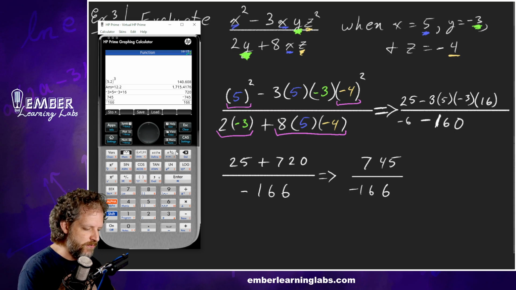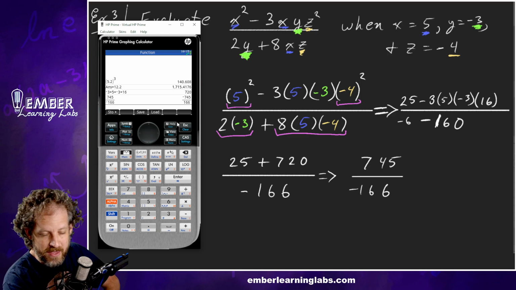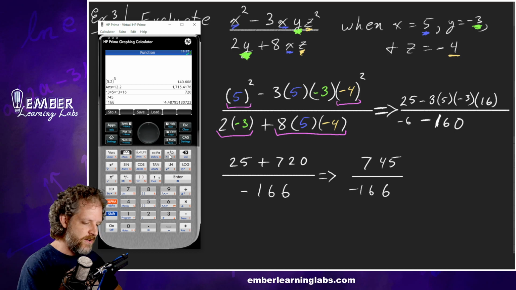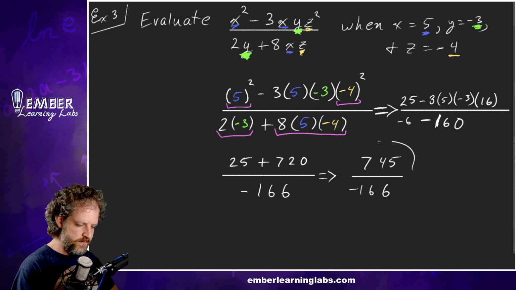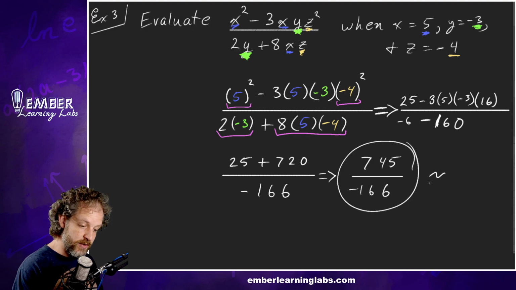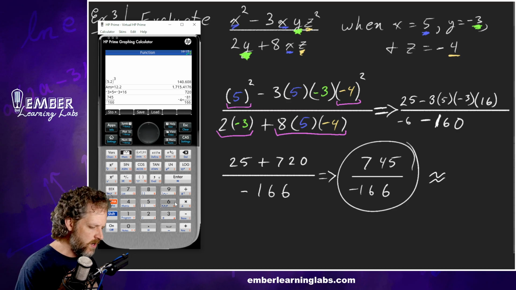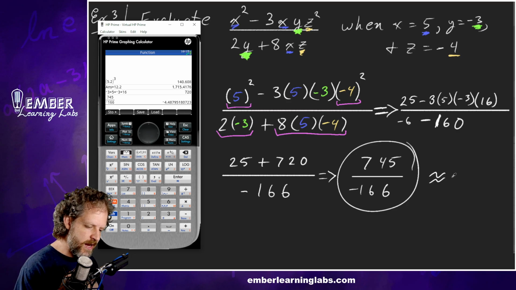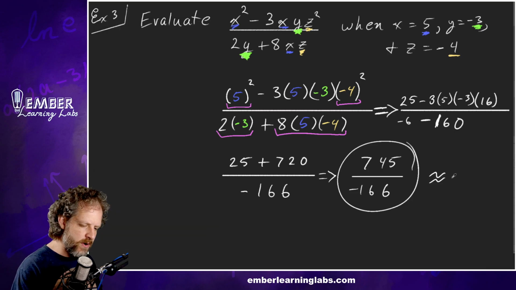We can convert that to a fraction. You see that it's the same thing, which tells us that that fraction doesn't actually reduce, right? So we could actually just circle this right here. We could also get the decimal equivalent, which was negative 4.49. Approximately equal to negative 4.49.